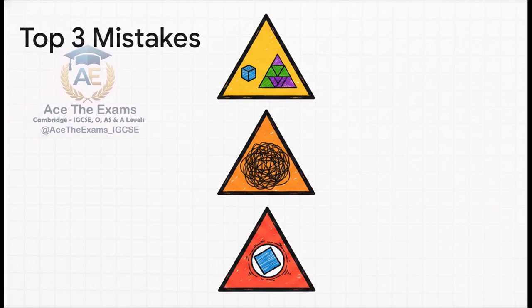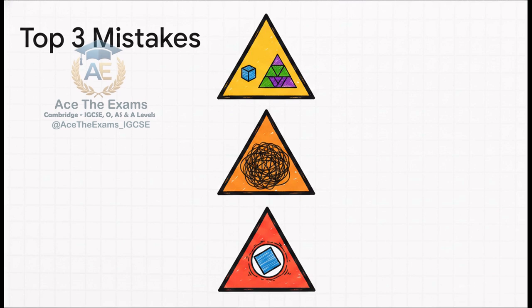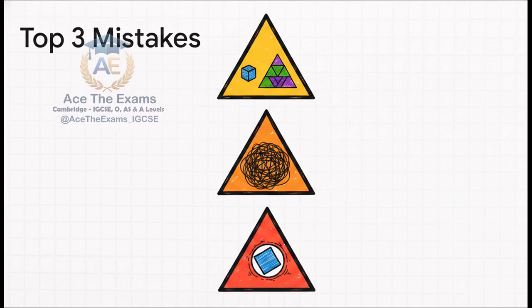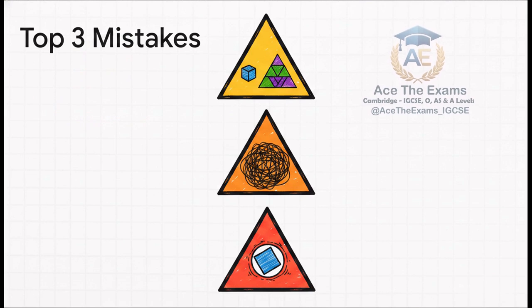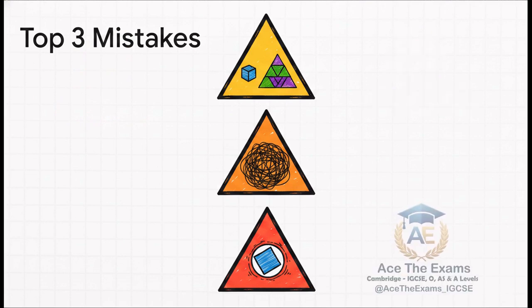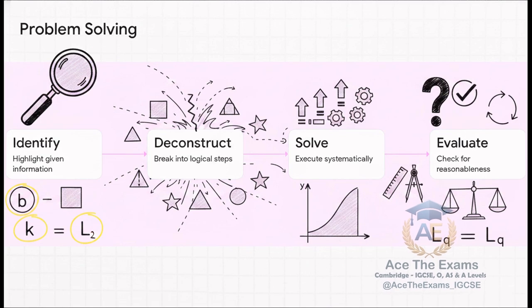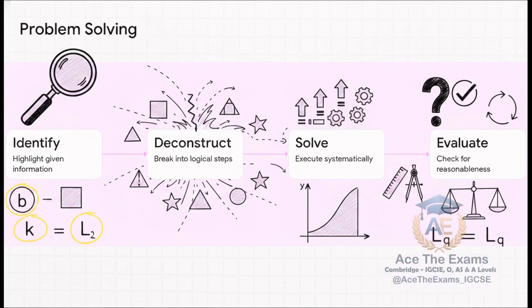Number 3, generic non-contextual answers. They fail to link every single mathematical point back to the specific scenario given in the prompt. If you can actively avoid these 3 traps, your grade will automatically jump up. I guarantee it. Let's move to the next slide and see how this builds into the ultimate problem-solving sequence.